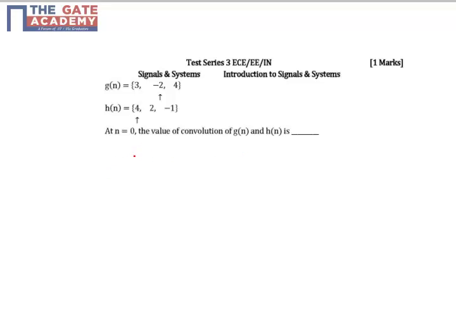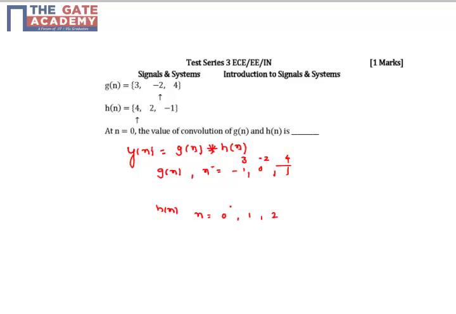Okay. So if this is the case, then what about the y of n values? Let us say y of n is the convolution of these two, like g of n convolution h of n. So if you see here, for g of n, the values of n are minus 1, 0, 1, because at minus 1 it is given as 3, at 0 it is minus 2, at 1 it is 4, right? These are the n values and these are the corresponding g values. Similarly, h of n starts at n equal to 0, 1 and 2. So at 0 its value is 4, at 1 its value is 2 and at 2 its value is 1.